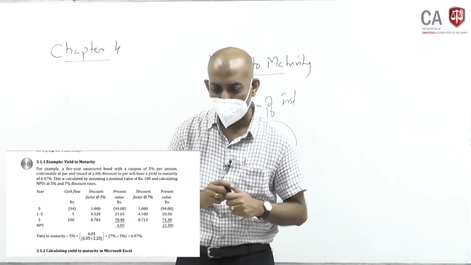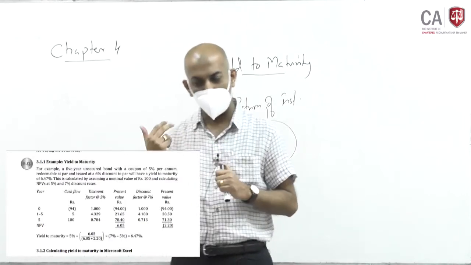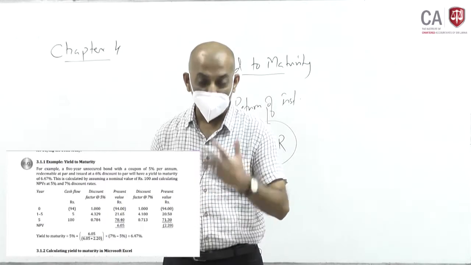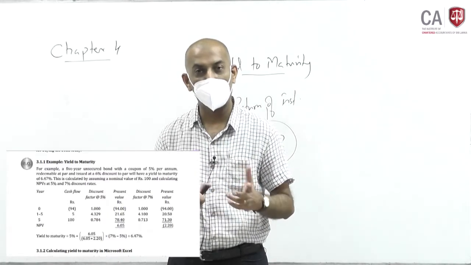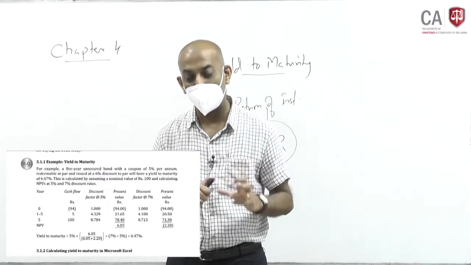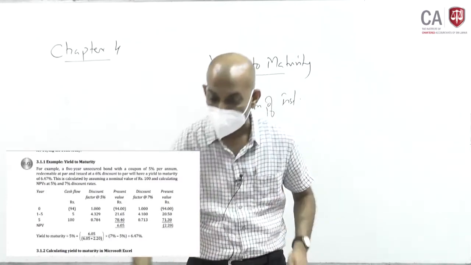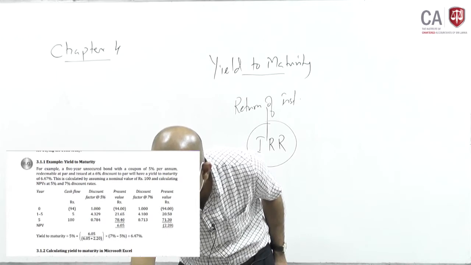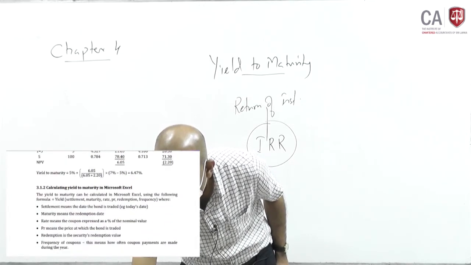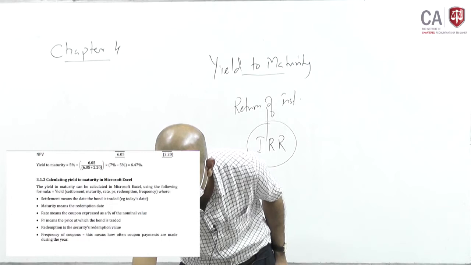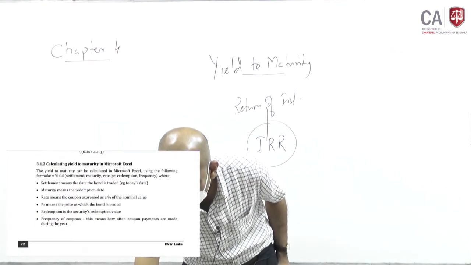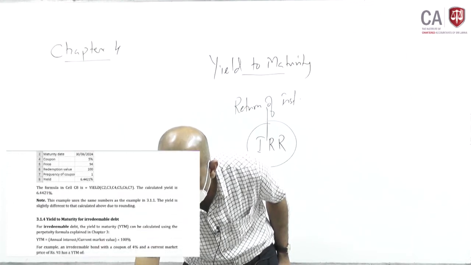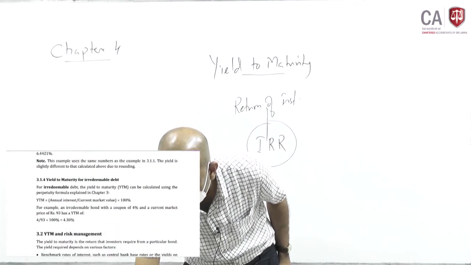That's why they have given you the example here. They have taken 2 rates, 5% and 7%, and you probably know how to calculate IRR. That IRR is 6.47. So this is the yield to maturity. So your return is 6.47. That is yield to maturity. That's given in the Excel sheet also. Even though the coupon rate is 5%, your yield to maturity is 6.47.